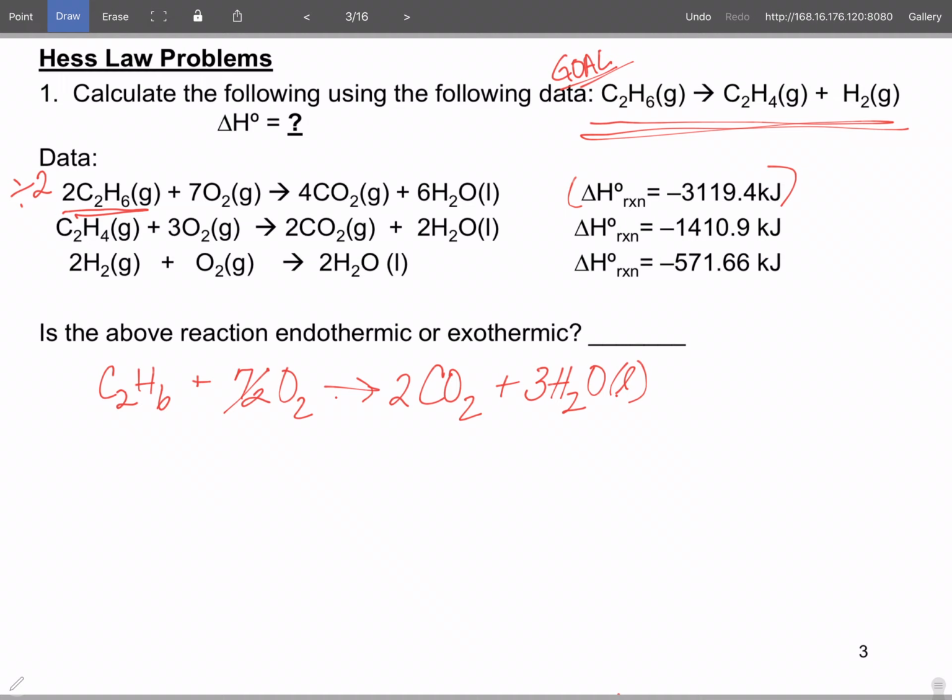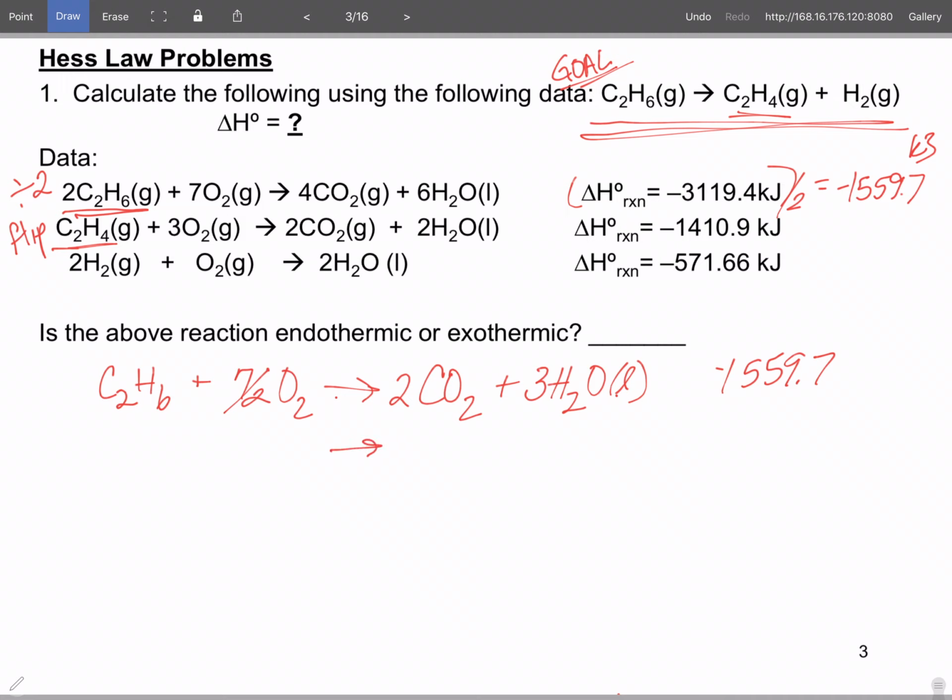And so when we divide it by 2, we're going to get a negative 1559.7. Again, this is still kilojoules, so negative 1559.7. All right, so we go to the second step. Well, in the second equation, we need this species, but we need it in the products. So we're going to have to flip this one, and it's one step, so that's all we have to do.